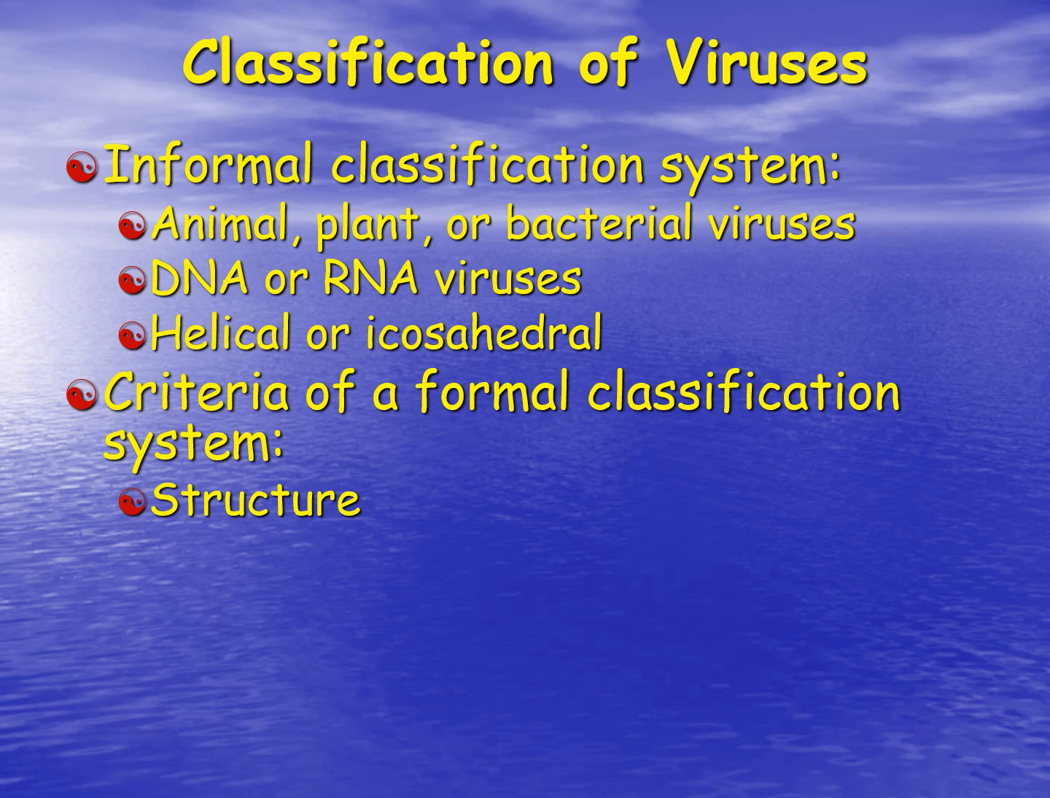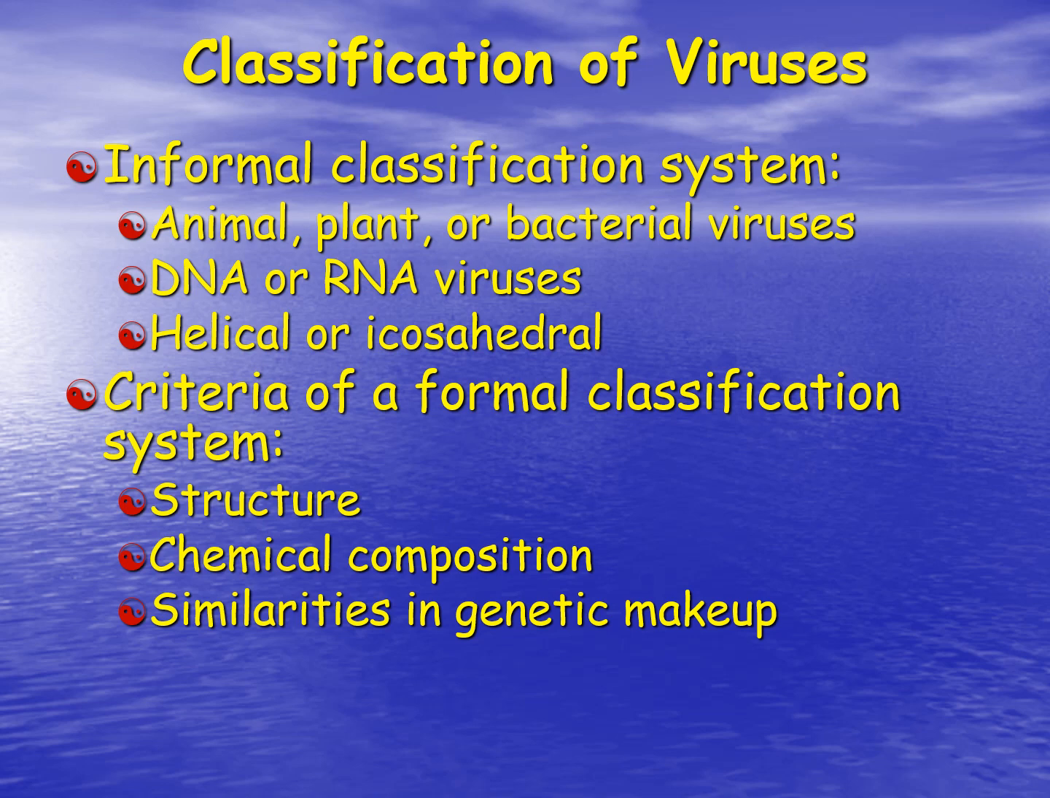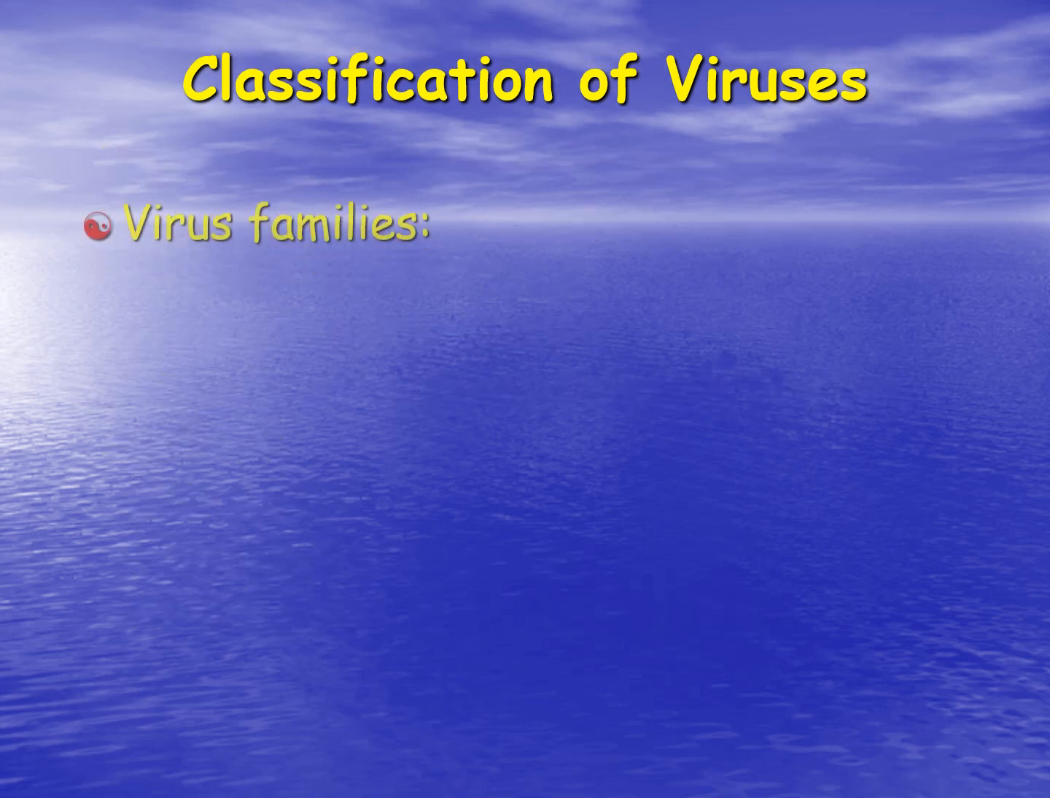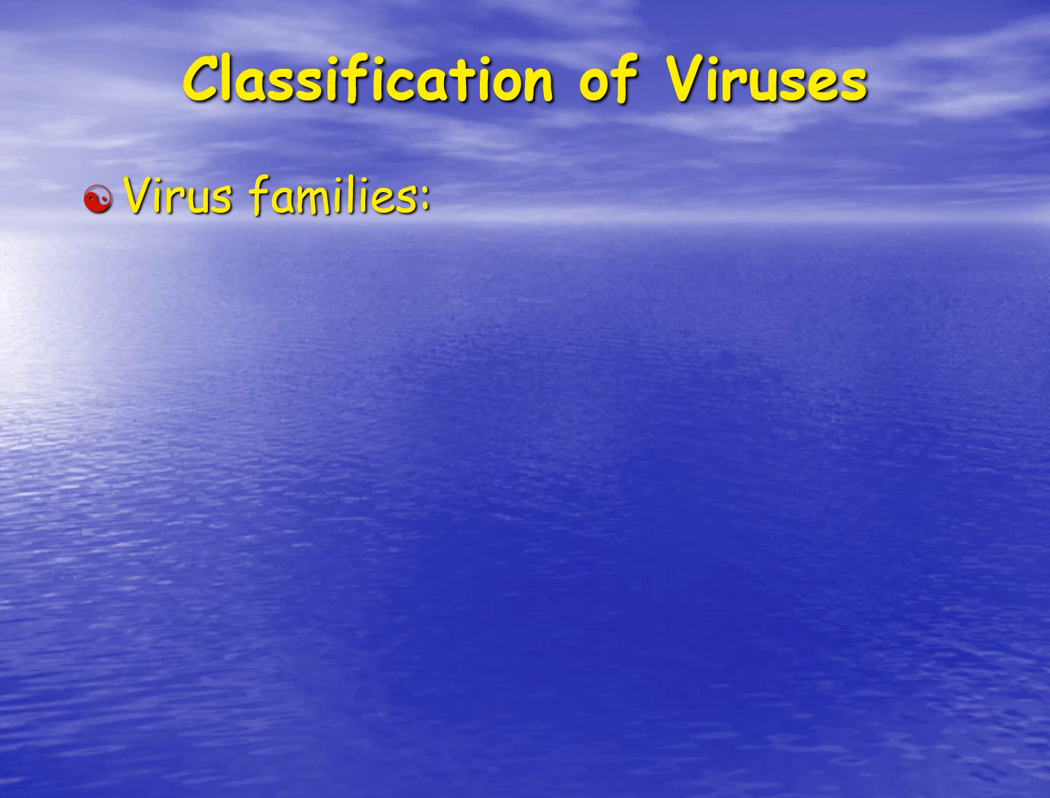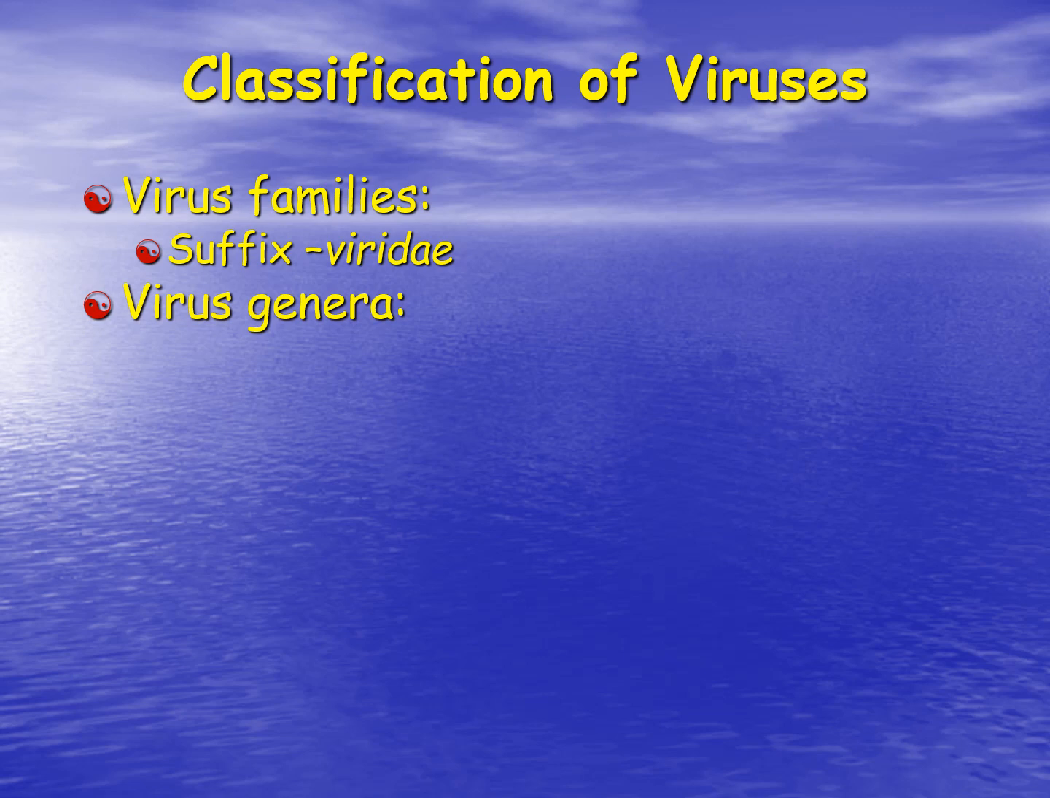Now, the formal classification system, known as the Baltimore classification system, looks at the structure of the nucleocapsid, the chemical composition, and primarily, again, DNA, RNA, positive sense, single or negative sense, double-stranded, single-stranded, and what are the similarities in genetic makeups within the viral family. We typically classify viruses according to their family, and the suffix viridae refers to virus family. So, for example, Poxviridae is a family of viruses. If we're looking at the genera or the genus of virus, we simply use the suffix virus. So, herpes virus is the genus, while herpesviridae is the family.